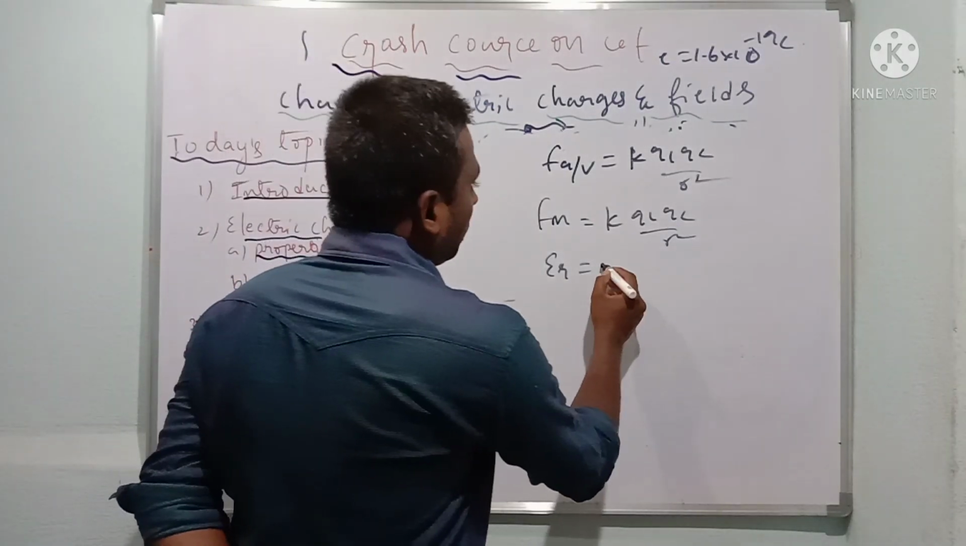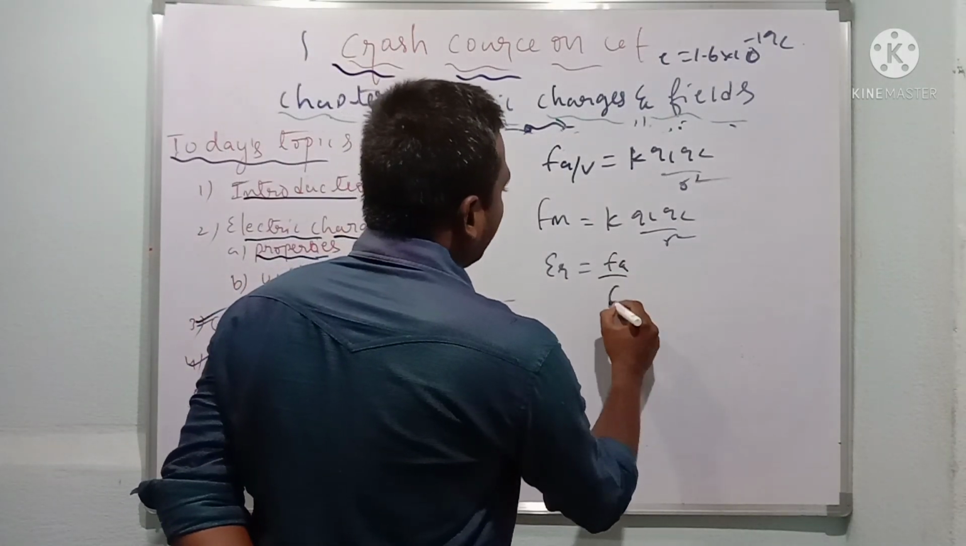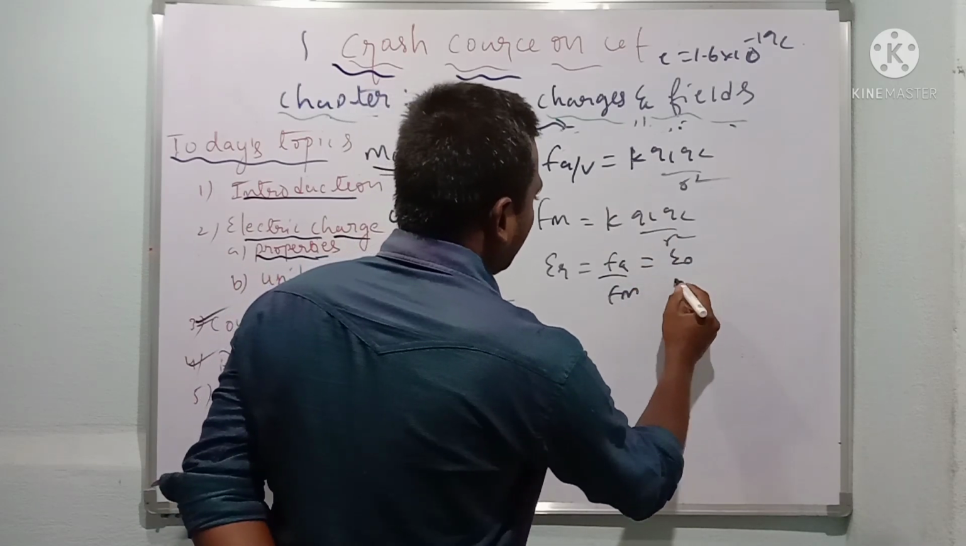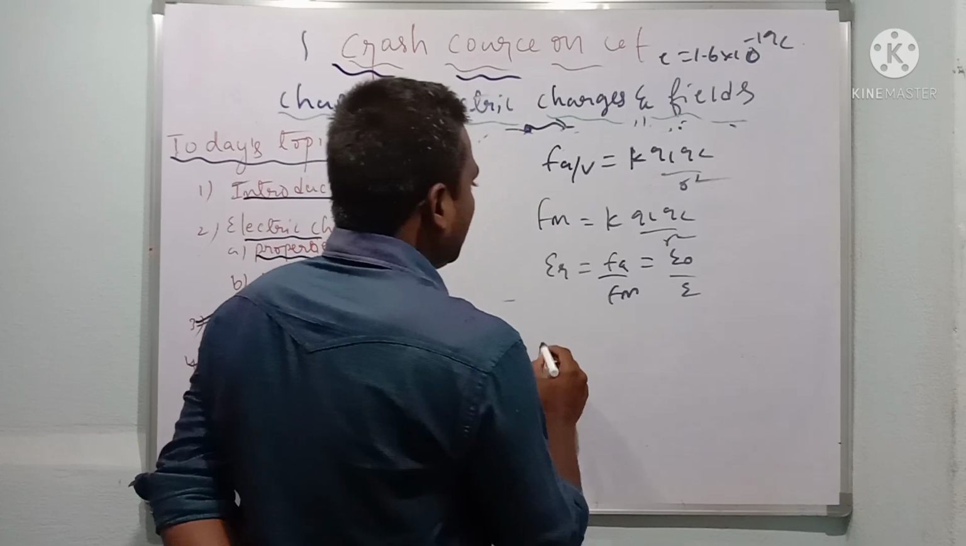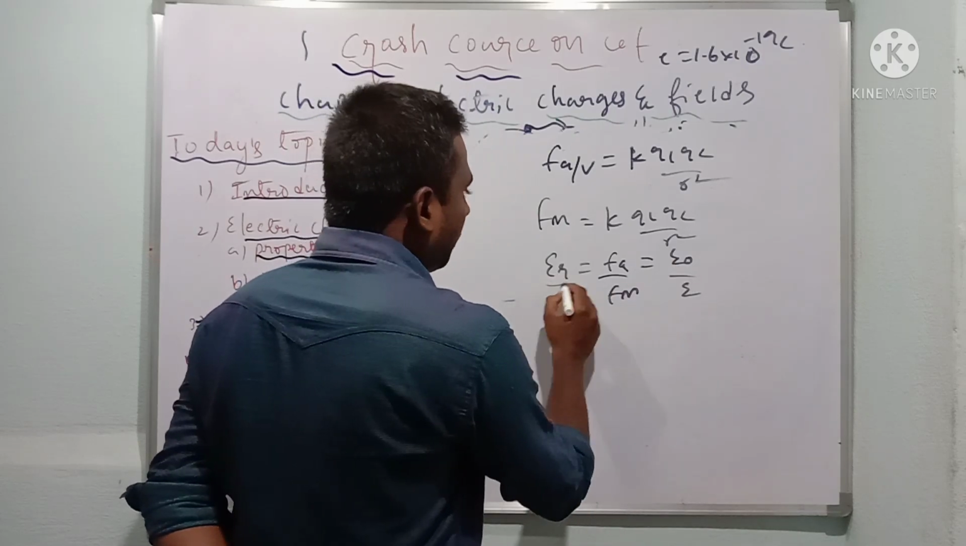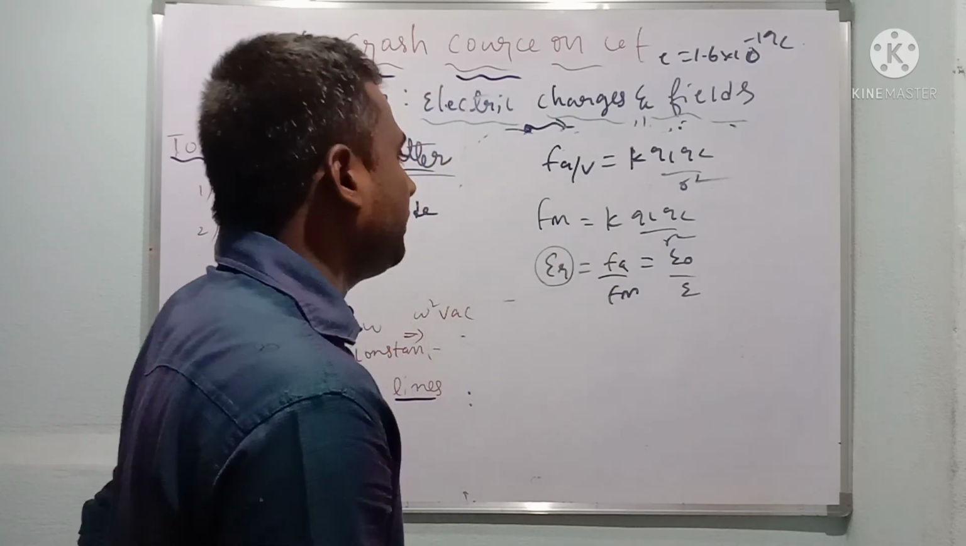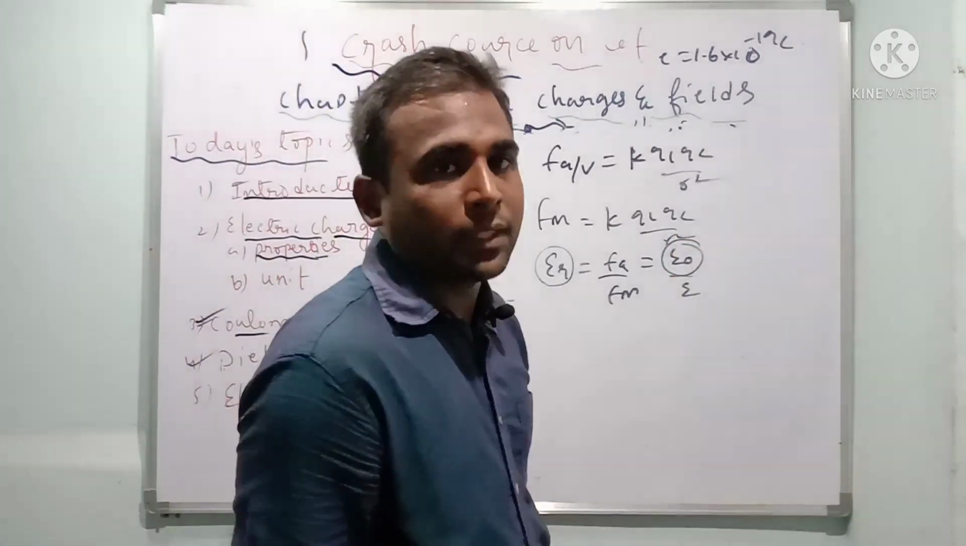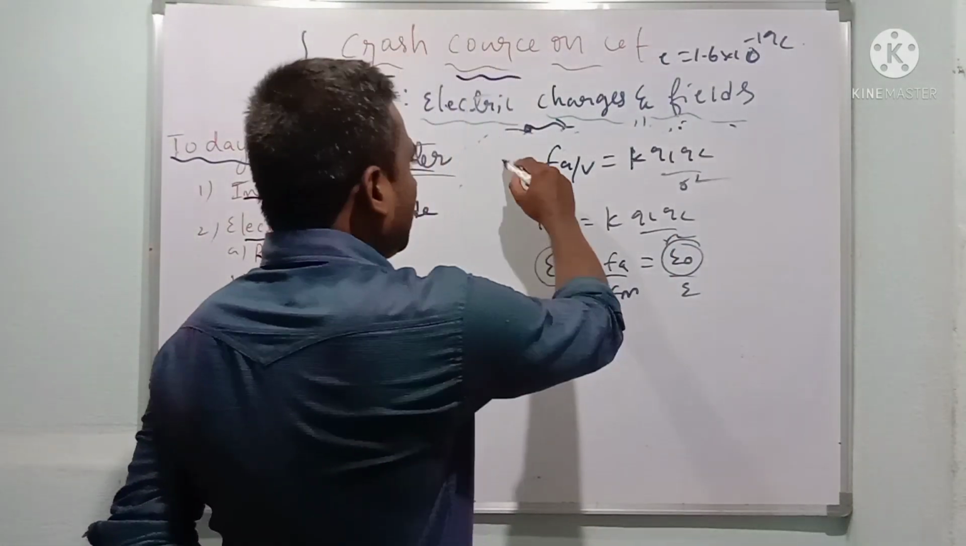If I take the ratio, that is going to give the dielectric constant, or we can say the relative permittivity. That is equal to Fa divided by Fm. This is epsilon naught divided by epsilon. So this is the formula for relative permittivity. Here Fa is the force of attraction between charges kept in the vacuum. Please note down about this.